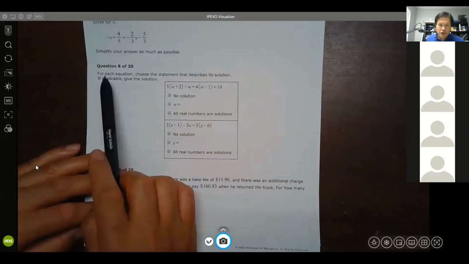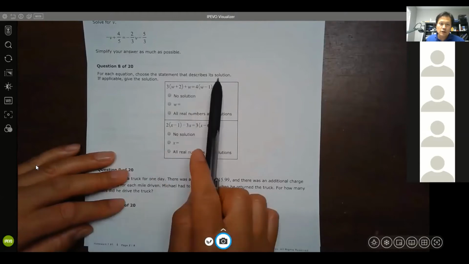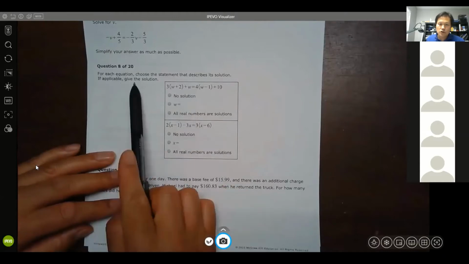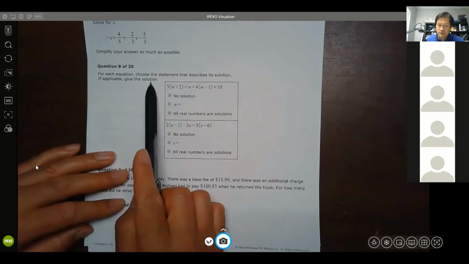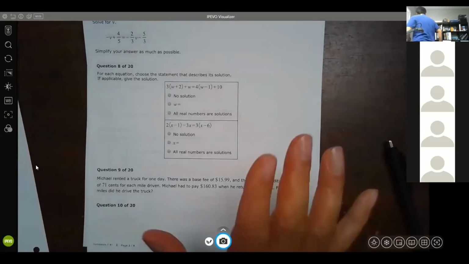For each equation, choose a statement that describes its solution. If applicable, give the solution. Okay, given this, I want you to try this, please. This might include a special case. Well, it looks pretty simple. Please try this.